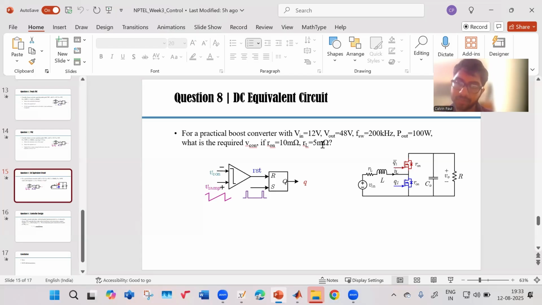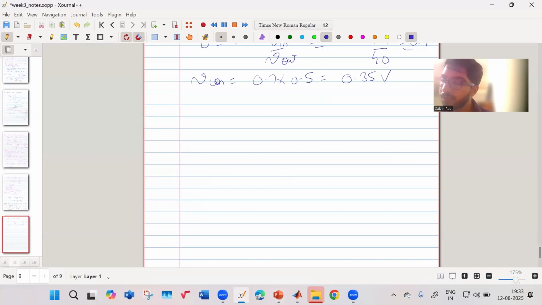Let's try to understand this. So we have this on resistance in the switches, 10 milliohm on resistance is there in the switches. We have the DCR of the inductor, 5 milliohm, is there. Now when we have considered only these non-idealities, what will be the impact? What will the output voltage be? We want the output voltage to be 48 volt. So if we want this 48 volt, we need some duty. So how do we get that duty? Okay, let us check that. Okay. So question 8, this is DC equivalent circuit.